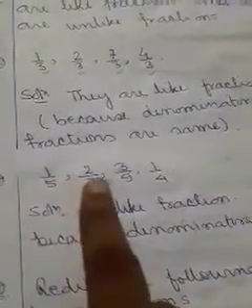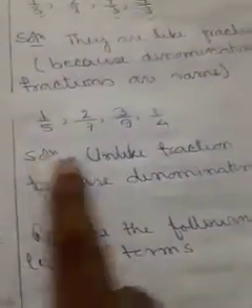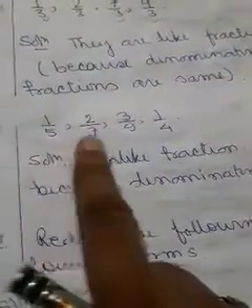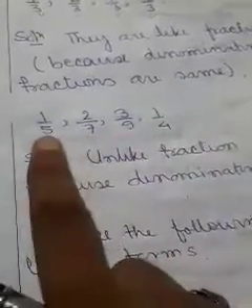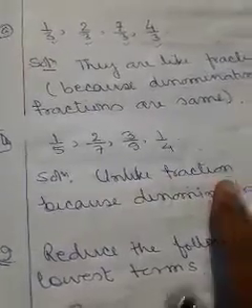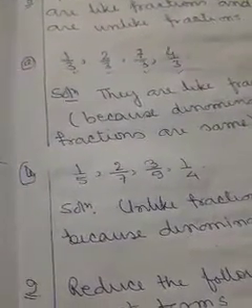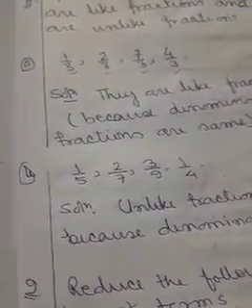Now 1 by 5, 2 by 7. This is another question, I have taken number B. In this question what do we see? The denominators are 5, 7, 9, 4. They are not the same. That's why they are unlike fractions. Done. In this also there are more questions. I have done A and B for you, and you do more of the questions.